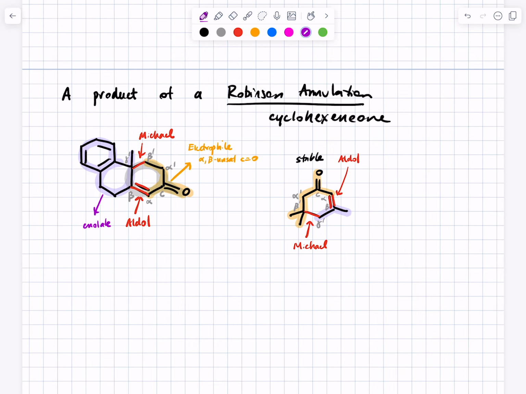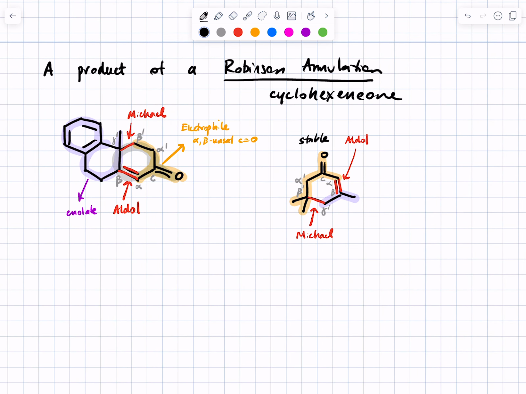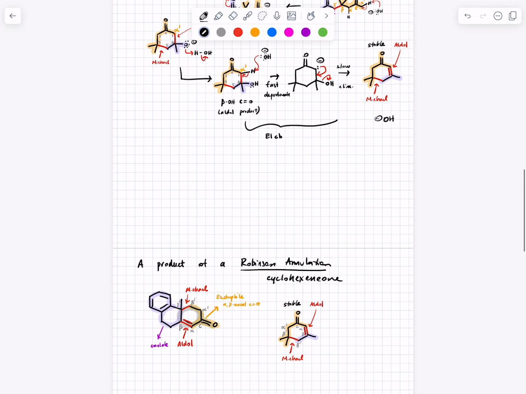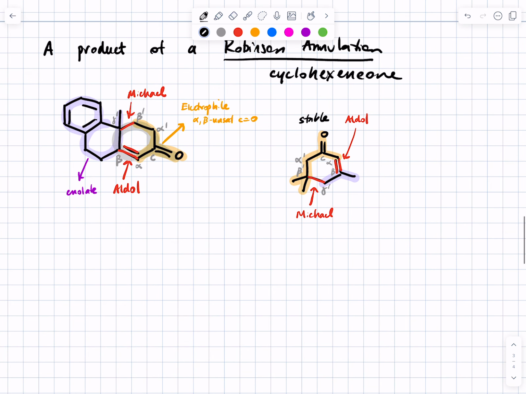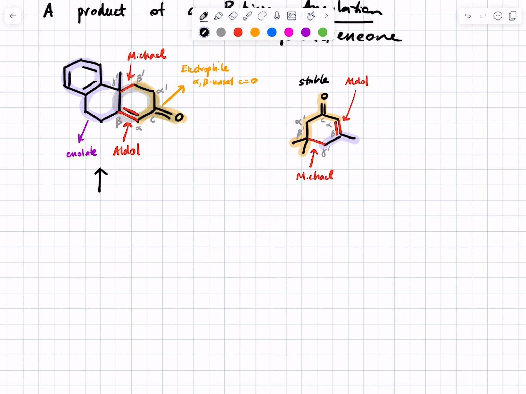So, knowing what we know about the Robinson annulation, what was the immediate precursor? We're thinking backwards now. The step immediately before the end is the step where the OH is still there. And the OH is going to be where? On that carbon, right?